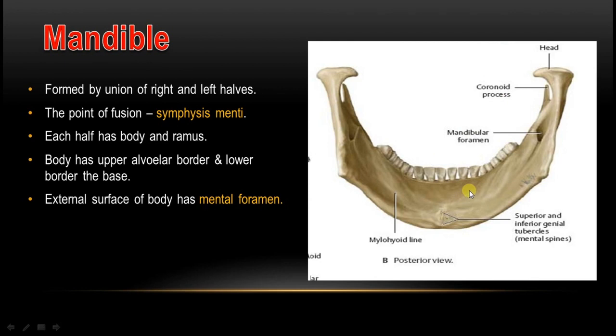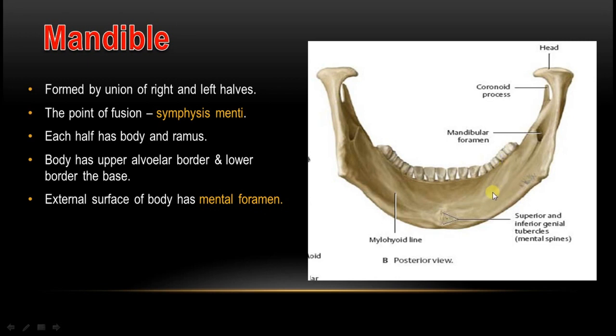On the inner surface, mainly you are able to see 4 prominences. They are called the genial tubercles: a pair of superior genial tubercles and a pair of inferior genial tubercles. Again for muscle attachments, the geniohyoid muscle and genioglossus muscle. Then you are able to see an oblique line which is called the mylohyoid line, which extends up to the molar tooth.